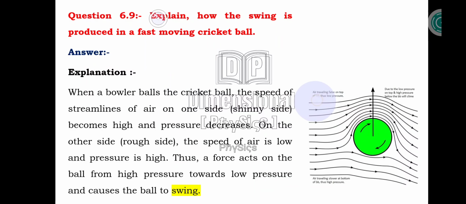Next question is 6.9. Explain how the swing is produced in a fast moving cricket ball. So when a bowler bowls the cricket ball, the speed of streamlines of air on one side, the shiny side, becomes high and the pressure decreases. On the other side, the rough side, the speed of air is low and the pressure is high. Thus, a force acts on the ball from high pressure towards low pressure and causes the ball to swing.